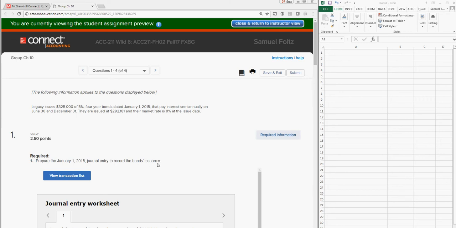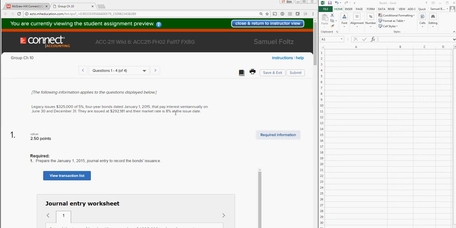bonds payable. So getting into Group Chapter 10, we can see here that Legacy issues $325,000 of 5% 4-year bonds dated January 1, 2015. These bonds pay interest twice a year on June 30th and December 31st. They're issued at $292,181 and their market rate is 8% at the issue date.